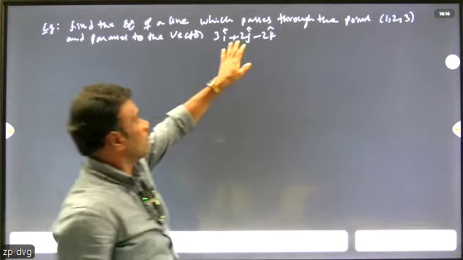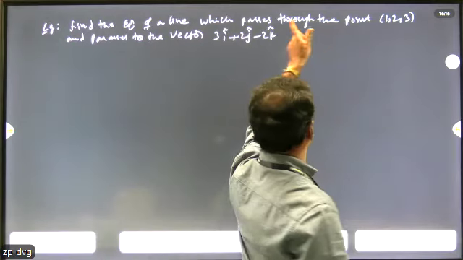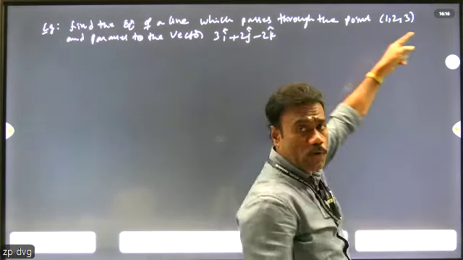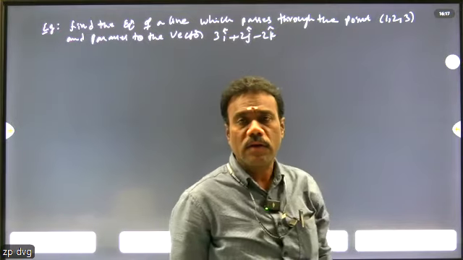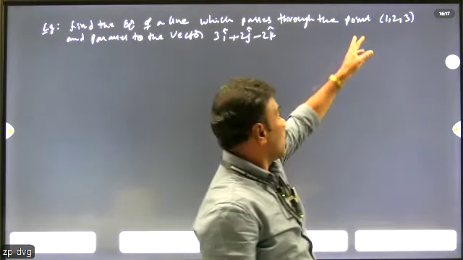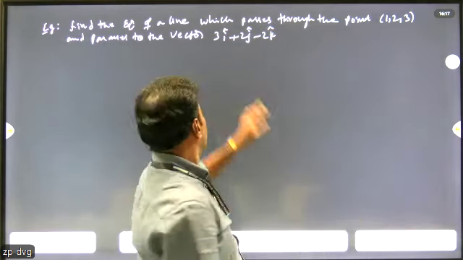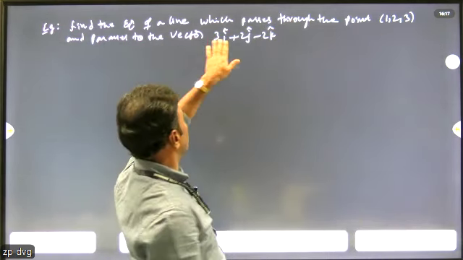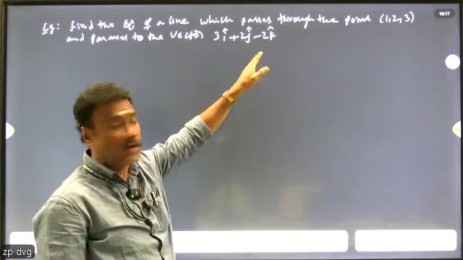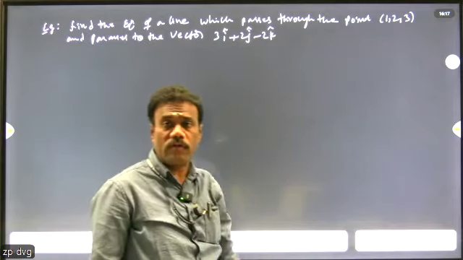In the given question, the line is passing through the point 1, 2, 3. The point on the line is given as 1, 2, 3, and the vector parallel to the line is given, b bar, which is 3i cap plus 2j cap minus 2k cap.